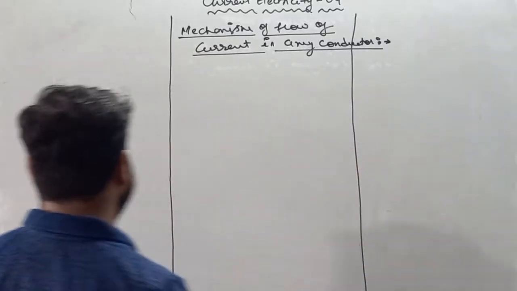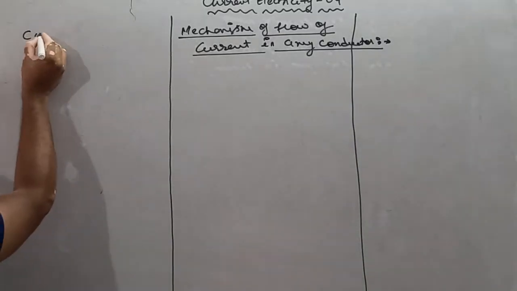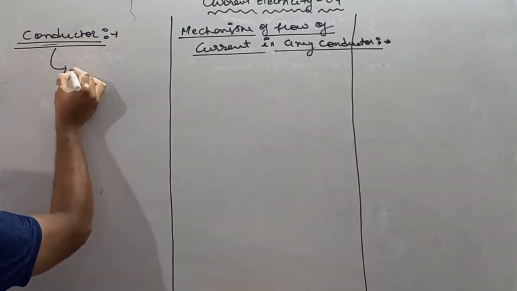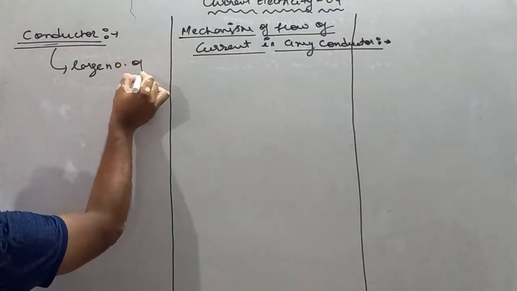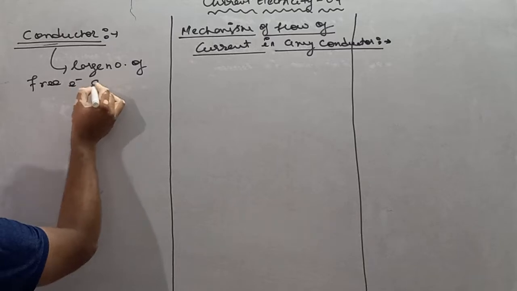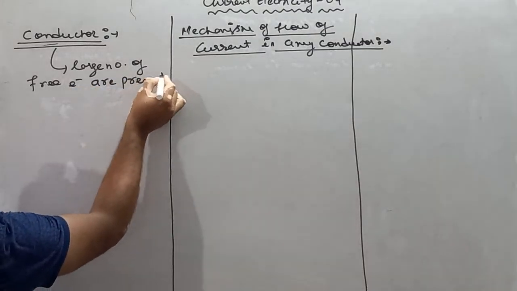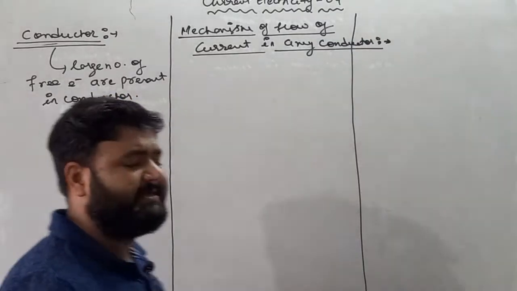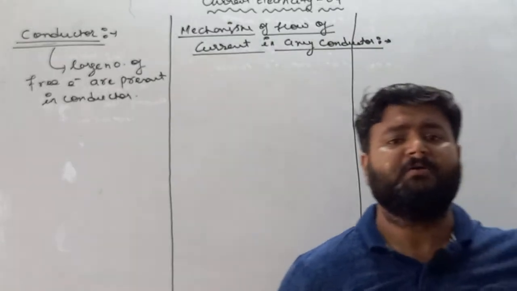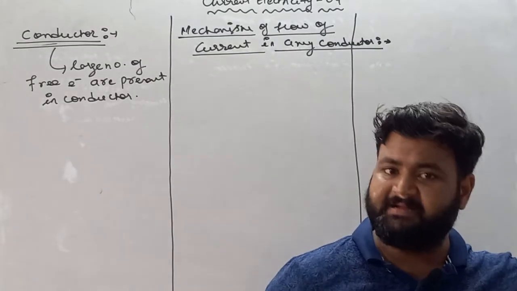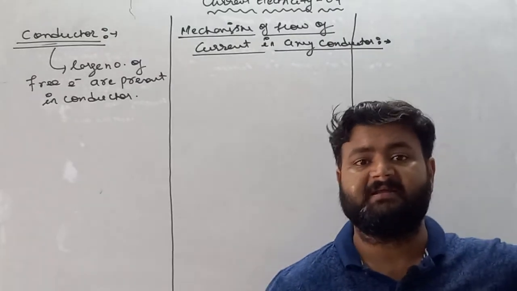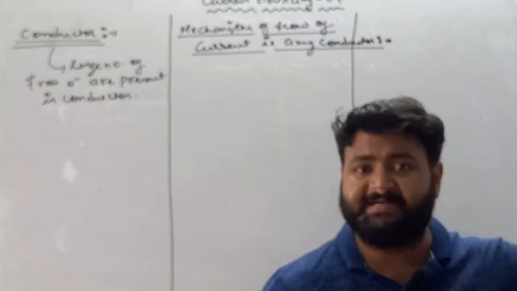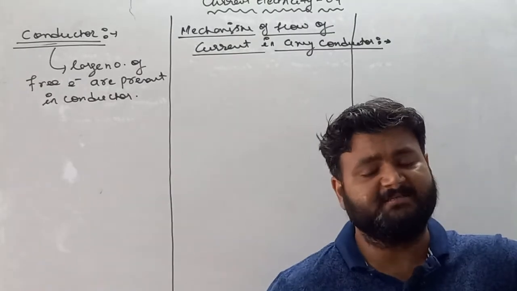So now see, my dear student, if I'm talking about a conductor, the very first thing is the conductor. About a conductor, we know that a large number of free electrons are present in it. Remember this thing, there is a difference between conductor, semiconductor and insulator. We already discussed that in a conductor a large number of free electrons are there, in a semiconductor a smaller amount of free electrons are there, and in an insulator no free electrons are present.